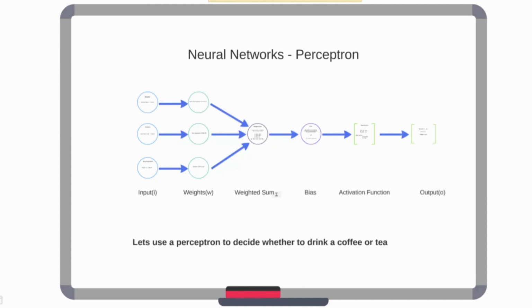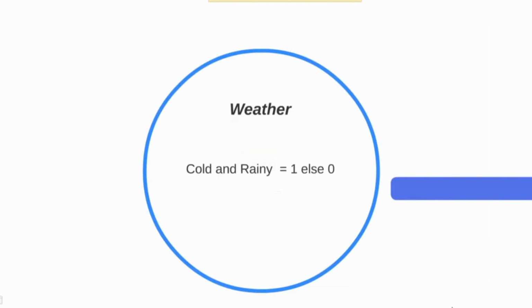First, let's take a look at the structure of a perceptron. Then we will go into each stage individually. The first stage is the input stage. In the input stage, we have the input parameters. The first parameter is the weather. Now, if the weather is cold and rainy, you're gonna make it as 1, else 0. So this is a binary input you're giving to the perceptron. So you're saying if the weather is cold and rainy, you input as 1. So that's a binary high.